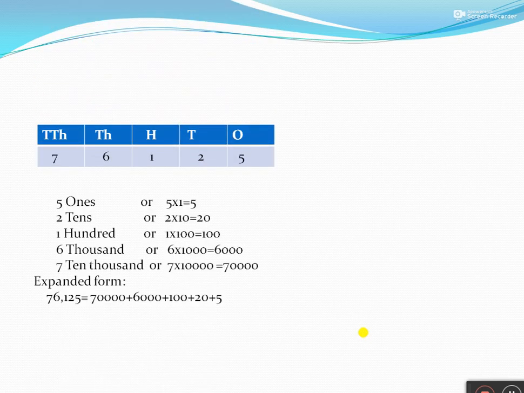this is a place value chart. This is an expanded form, I already explained. 5 is in the ones place, so we have to multiply by 1. Finally we have to write the expanded form also. When you write the expanded form, we have to start from the beginning, that means the left hand side. What is the first? 10,000. So 70,000 plus 6,000 plus 100 plus 20 plus 5. So what will the answer be? 76,125.